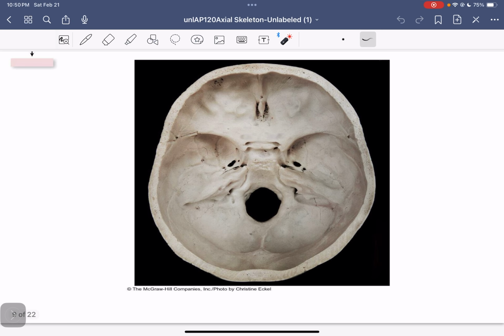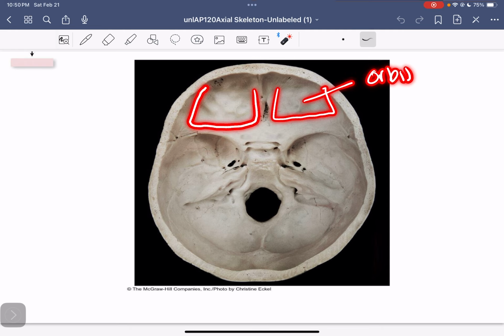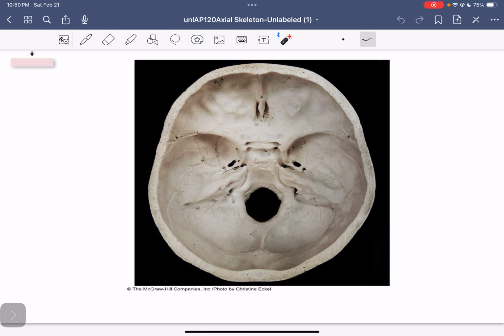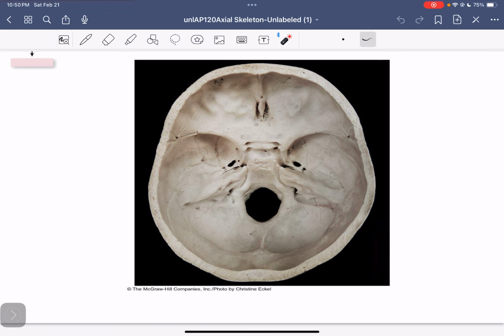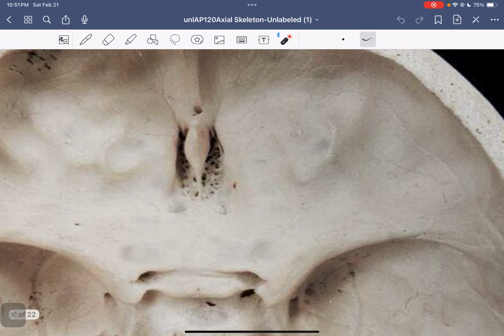All right, so let's go back and take a look at the structures we can see here. So here, what we can appreciate is right here, all of this. This would be our orbital plates of frontal bone. Then we know that in the middle we have our ethmoid bone. So the ethmoid bone is made up of this rectangular region, which is called the cribriform plate.